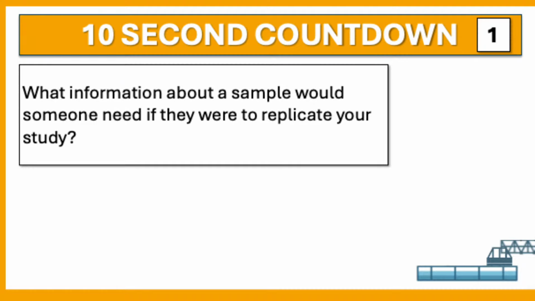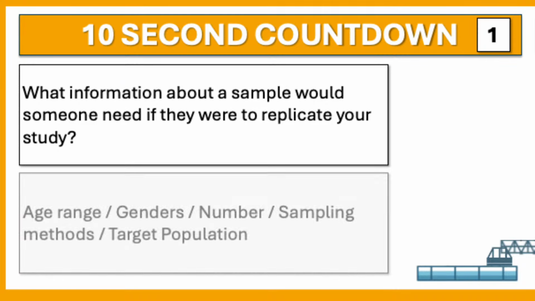Standardized procedures is kind of part of the procedure, or the control. Okay, so you need to know how many as well. How many in total? What was the age range? How many males? How many females? Who was the target population as well? Where did they come from? And obviously what sampling method you use.